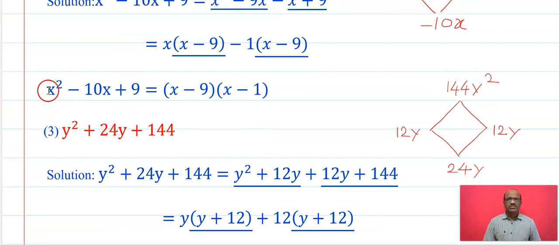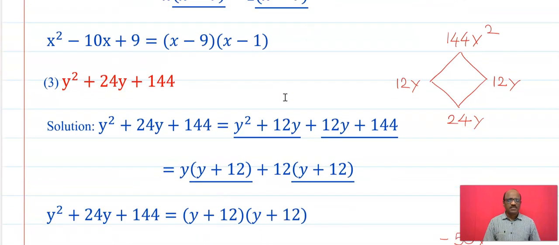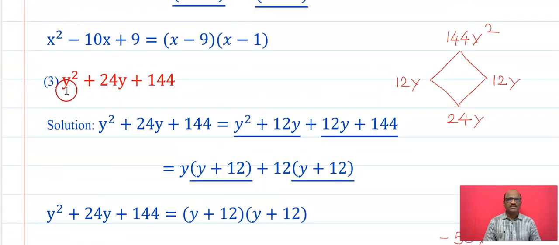And that's why the factors of x square minus 10x plus 9 are in bracket x minus 9, in second bracket x minus 1. Now the next problem, that is y square plus 24y plus 144. Now the product of first and last term, that is 144y square. What about the middle term?